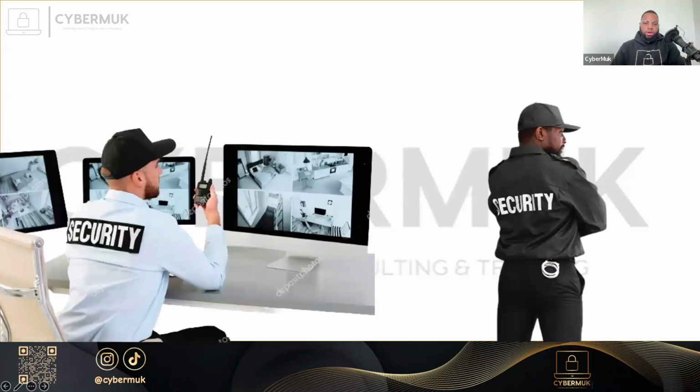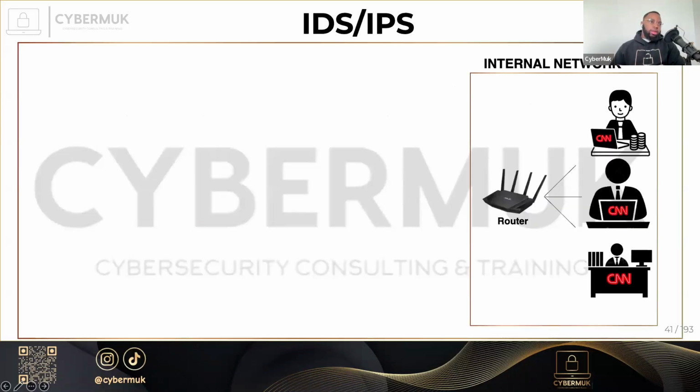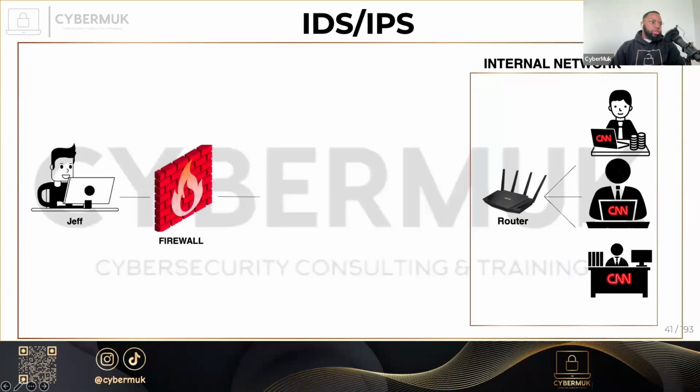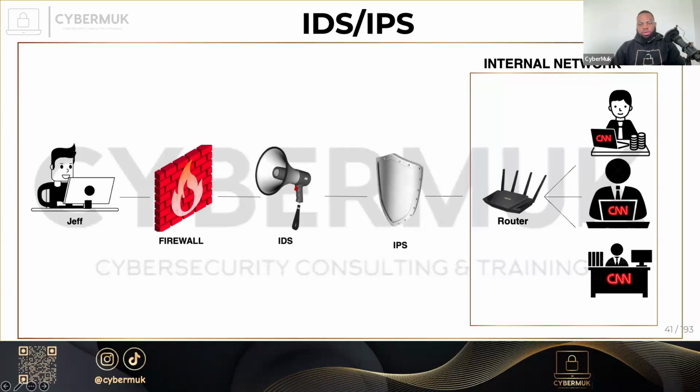So just to show an analogy on what we said, the IDS, the detection system, will be like a security guard monitoring traffic. And the IPS is like a security guard actively blocking. And this is how you can look at it as well. So you have an internal network here, and you have Jeff who is trying to connect to the network. There is a firewall, there is an IDS, there is an IPS, and all that lead to the network.